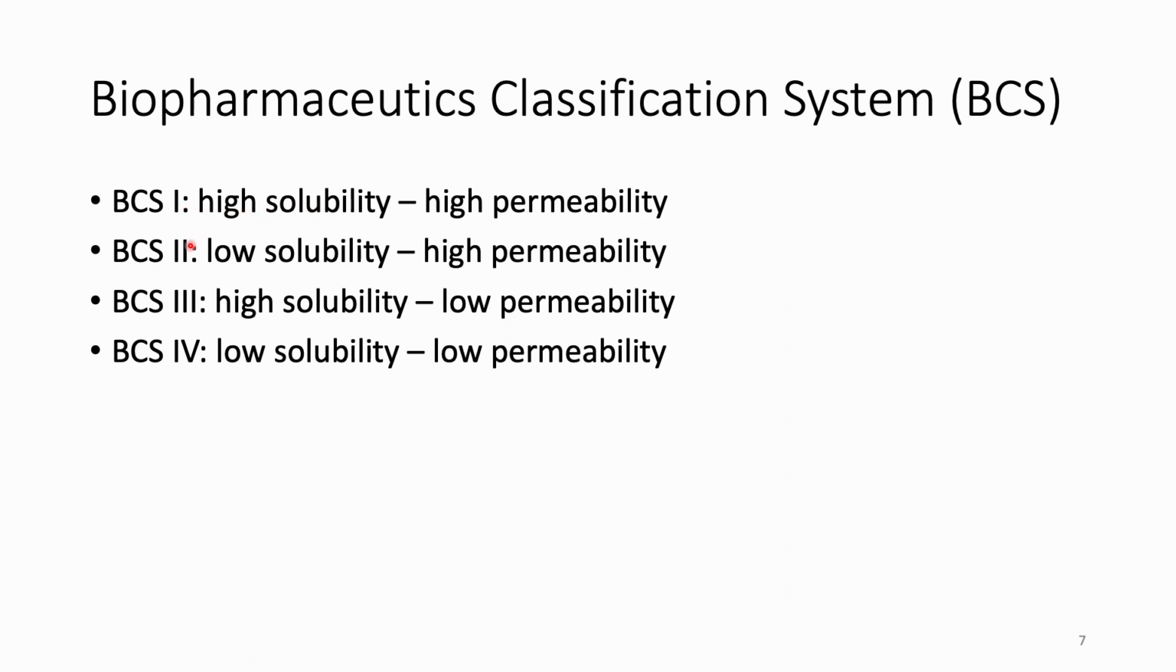A drug that belongs to BCS2 has low solubility and high permeability. For this kind of drug, the rate limiting step will be dissolution. A drug that belongs to BCS3 has high solubility and low permeability, and the rate limiting step is permeation. The last one is BCS4, with low solubility and low permeability. For this kind of drug, both dissolution and permeation are rate limiting steps, and usually the absorption through oral administration is very poor.